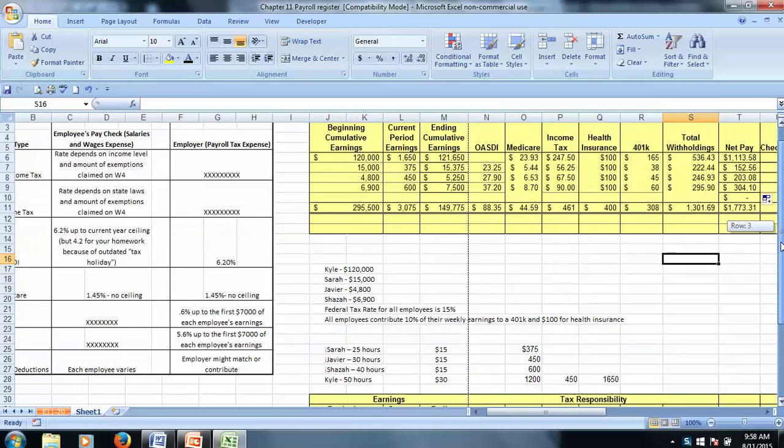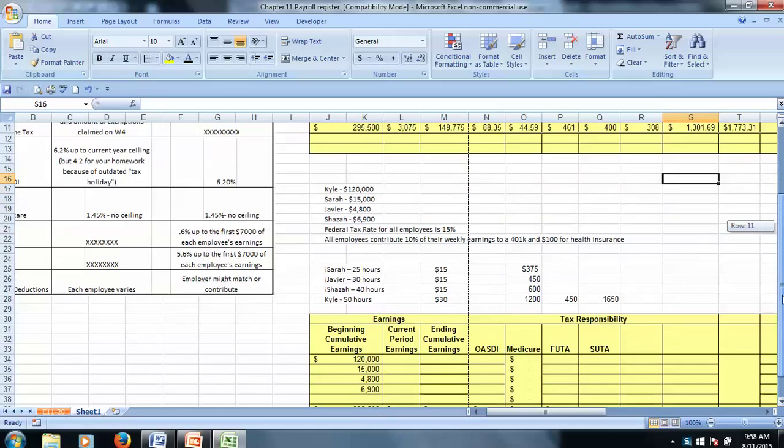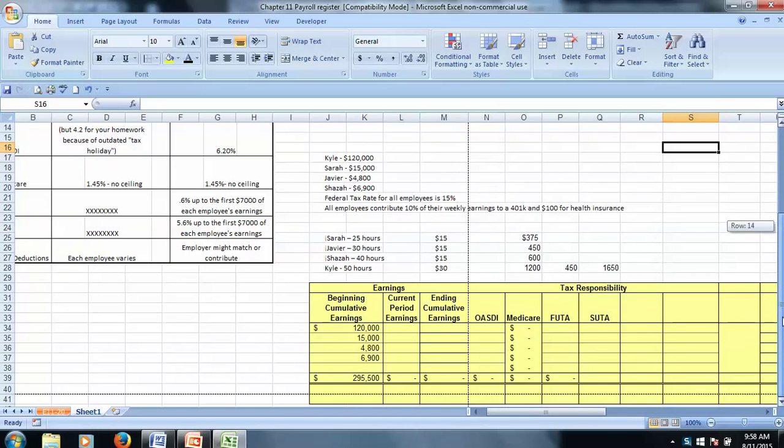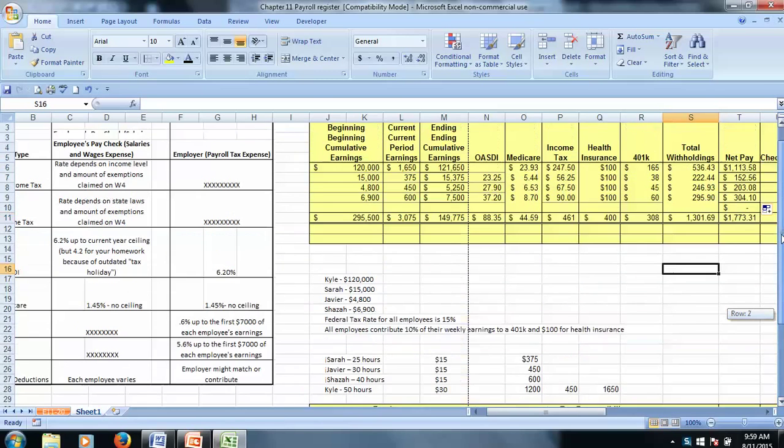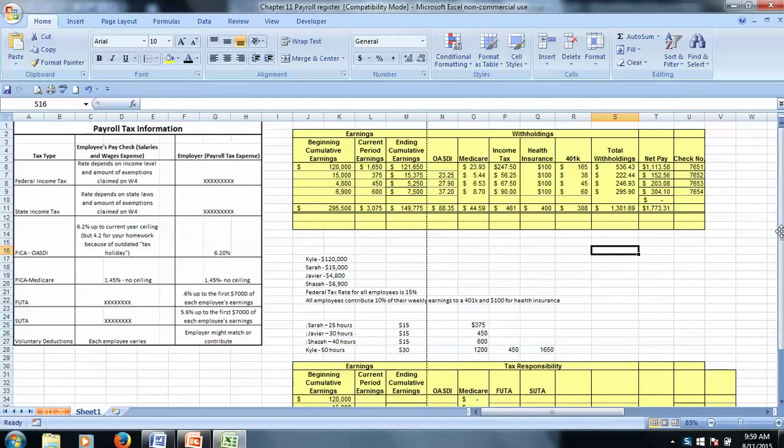The other half is now as an employer, we have a responsibility, perhaps to contribute to health insurance, 401k matchings, but also those tax responsibilities. So in this case, we did not see that we were matching any 401k or health insurance, but we do have the responsibility to make tax payments on behalf of our employees. So we're going to go ahead and take a look first at the table.